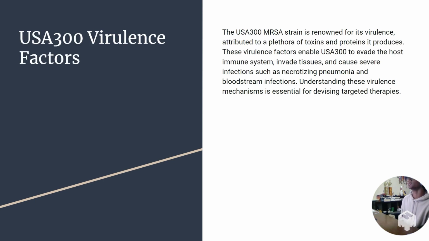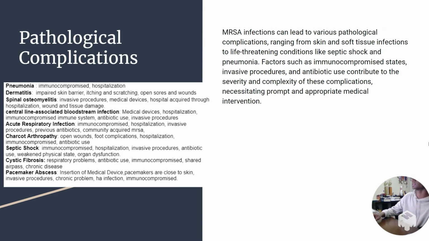So, USA 300 virulence factors. The USA 300 MRSA strain is renowned for its virulence, attributed to a plethora of toxins and proteins it produces. These virulence factors enable USA 300 to evade the host immune system, invade tissues, and cause severe infections such as necrotizing pneumonia and bloodstream infections. Understanding these virulence mechanisms is essential for devising targeted therapies.